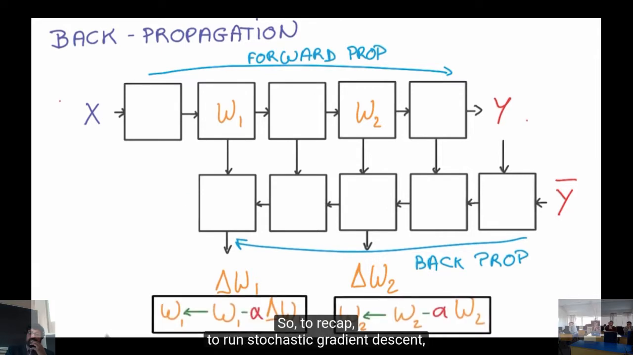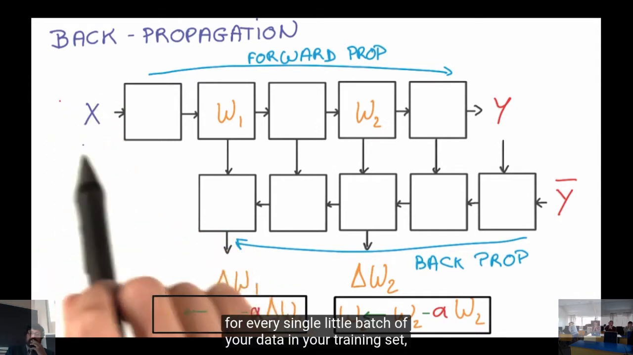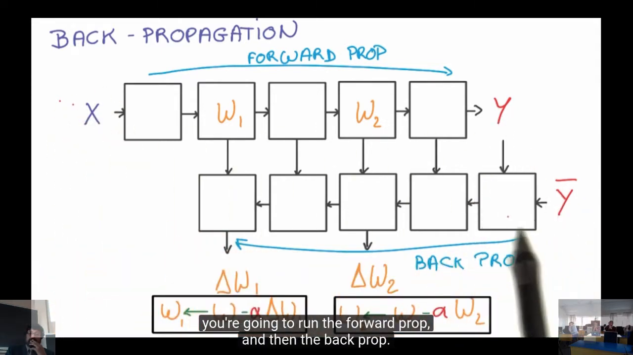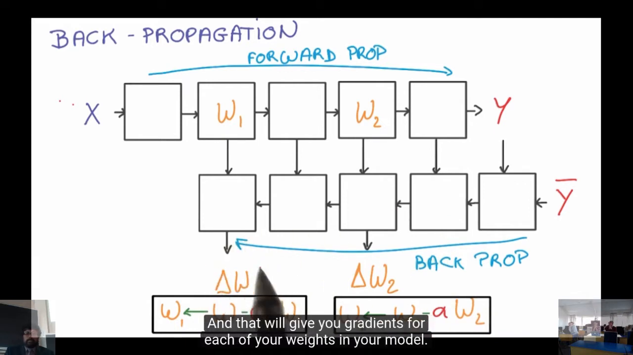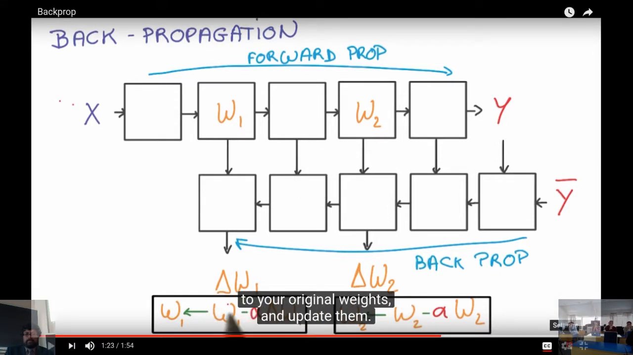So to recap, to run stochastic gradient descent, for every single little batch of your data in your training set, you're going to run the forward prop and then the back prop, and that will give you gradients for each of your weights in your model. Then you're going to apply those gradients with a learning rate to your original weight.